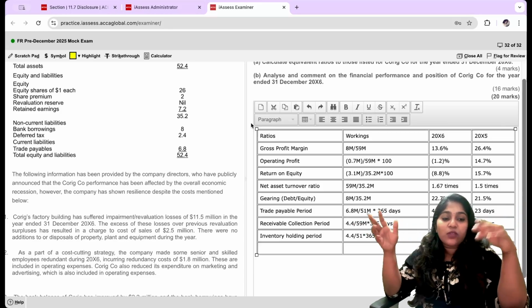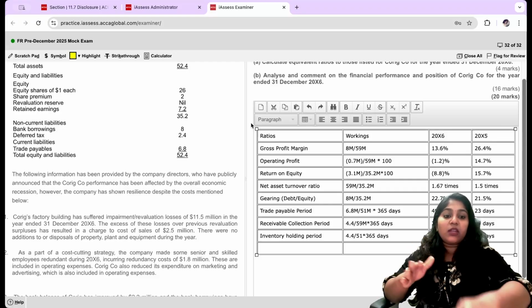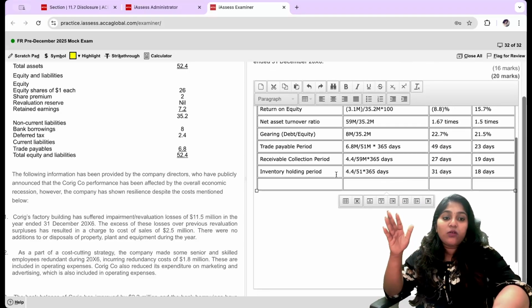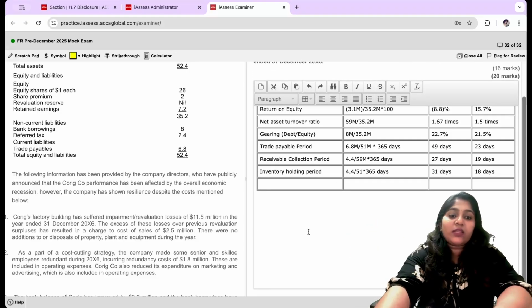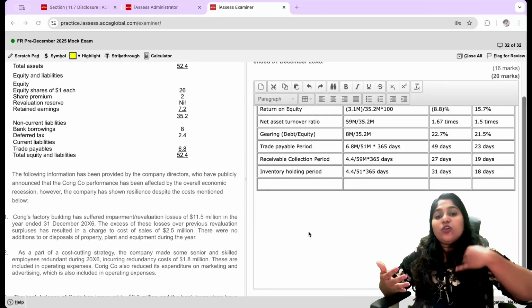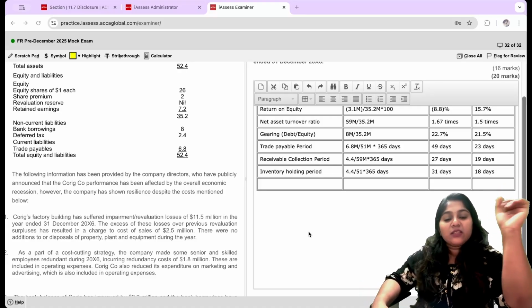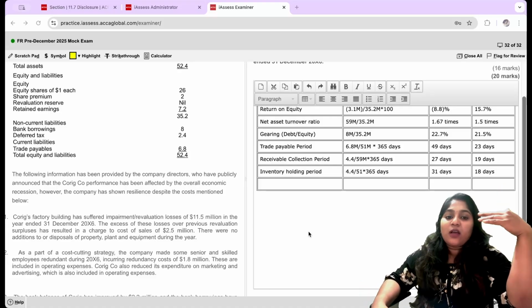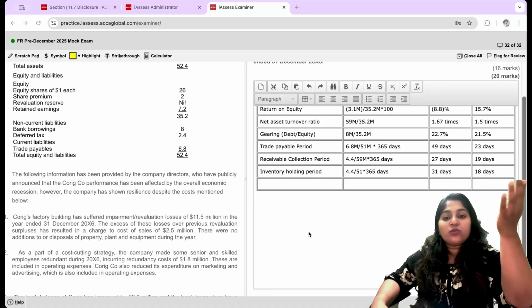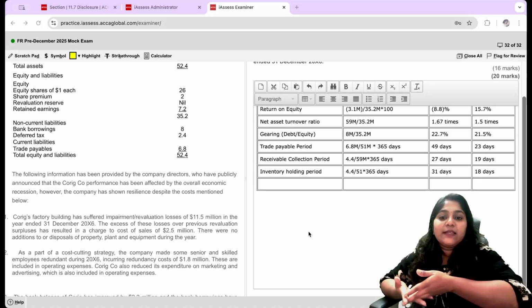Now I was able to rotate my inventory in 18 days, but now I have to wait almost 31 days. I was able to collect from my receivables in 19 days, now it takes 27 days. All of this, even though your borrowings have decreased, you can see the gearing ratio has slightly increased. You made a rights issue, it should actually have reduced your gearing, but still it has not.